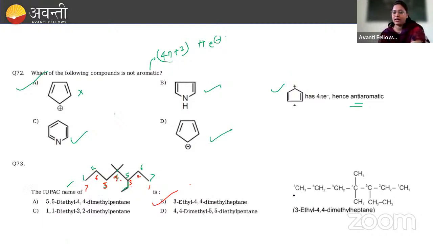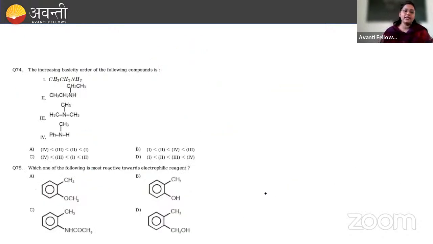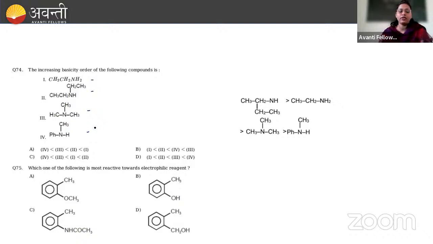देखो मैंने यहाँ पे अच्छे से आप लोगों को स्ट्रक्चर ड्रॉ करके दिखाया है. Okay. Next, the increasing basicity order of the following compounds is 1 2 3 4. So यहाँ पे we need to find out the increasing basicity order. First molecule दिया हुआ है, second, then third, then fourth. So here increasing basicity order for this molecule will be like this way. First of all हमारा आएगा molecule कौन सा, ये कितने नंबर का molecule है, 1 2 3 4.